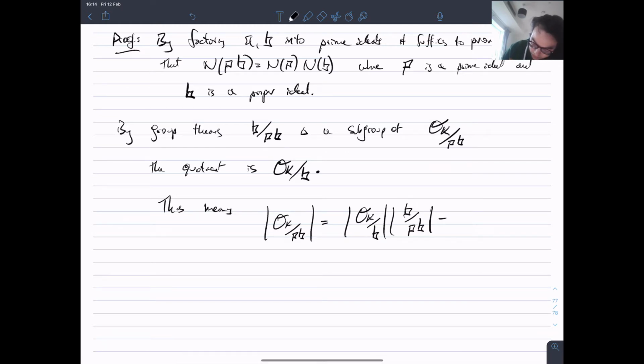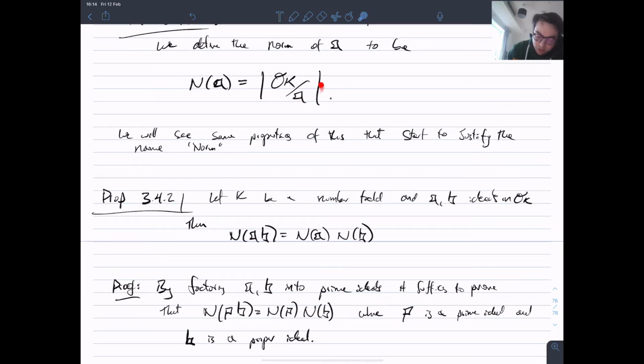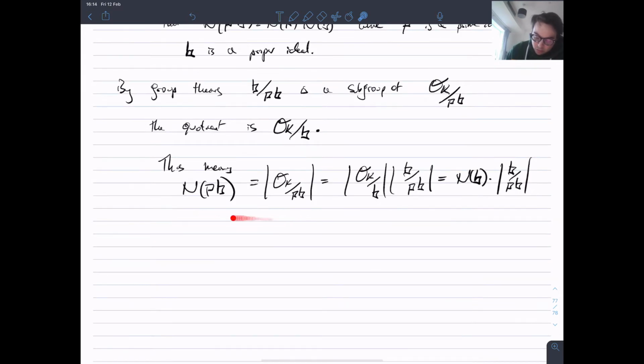So notice that this is just the norm, by definition, this is the norm of B times the size of this thing. And on this side, this is the norm of P times B, by definition. Remember, the norm was the size of the ring of integers mod the ideal. So this side is the norm that we're trying to calculate, and we have the norm of B, and then we have this factor here. So we need to show that the size of this thing is the same thing as the size of OK mod P.